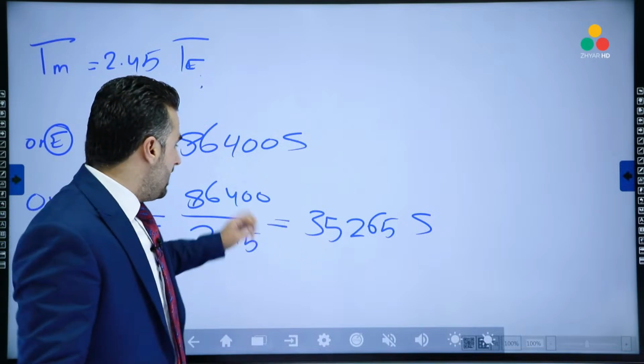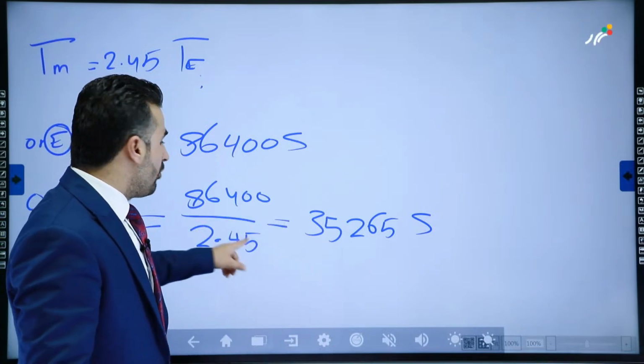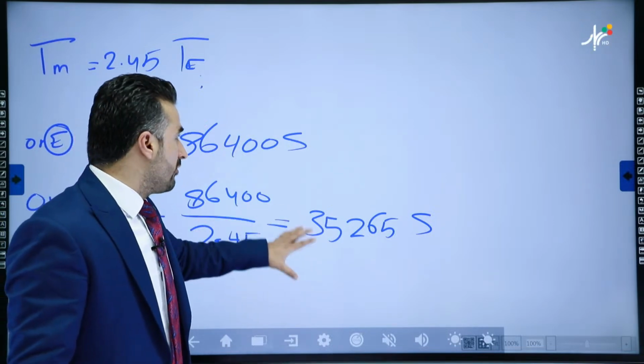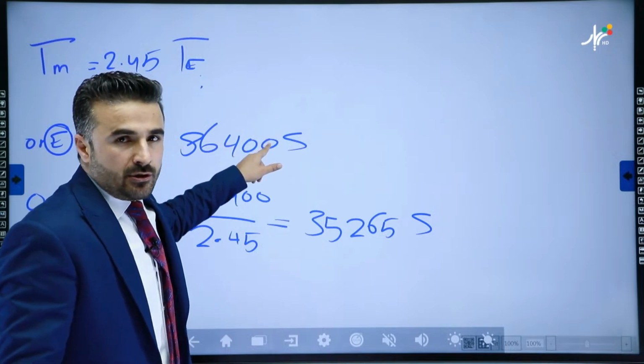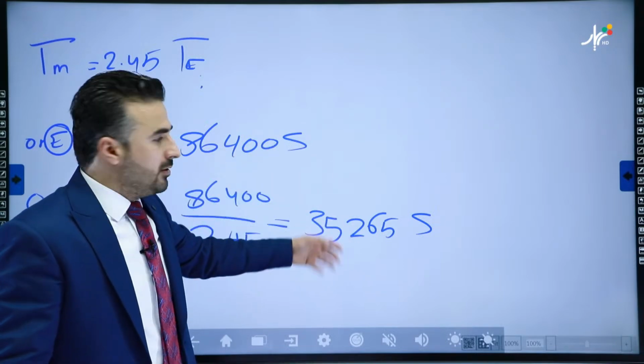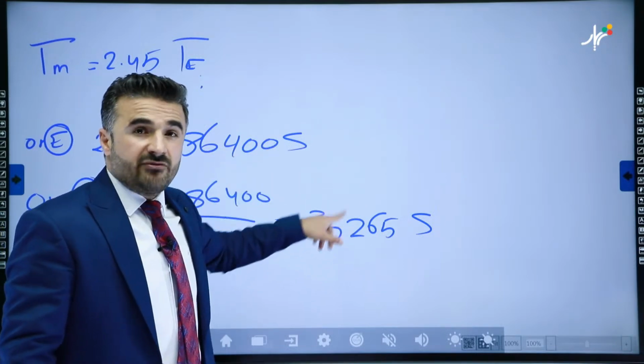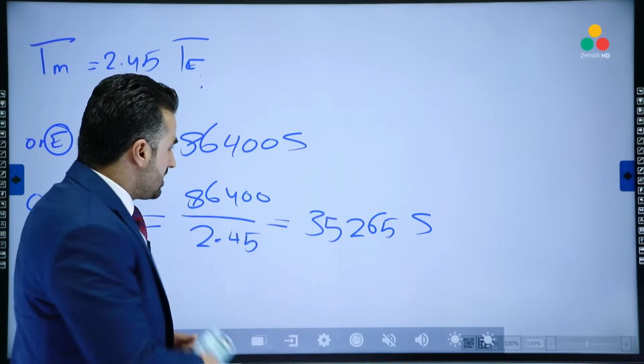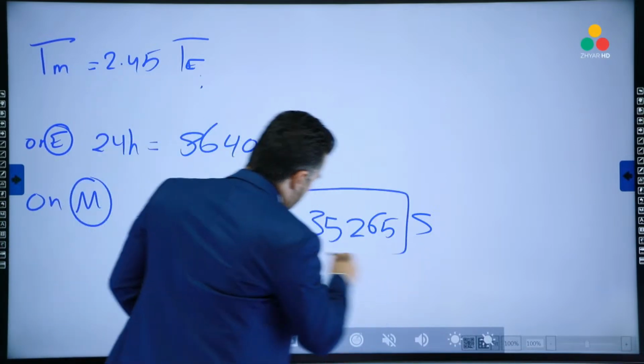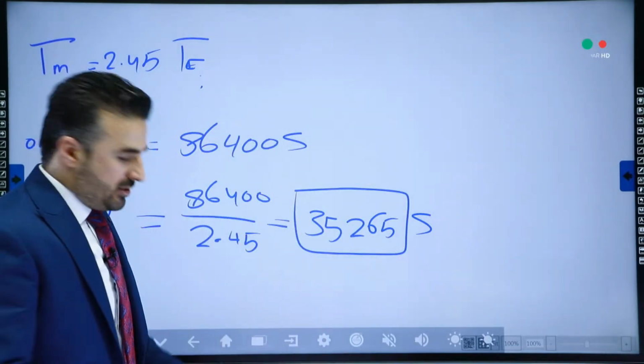Okay, remember, it takes 2.45 times longer for every second that happens on Earth than on the moon, let's say. So on the moon, it takes more time for one complete swing, yeah? So these are the total number of seconds that have taken place on the moon, yeah?